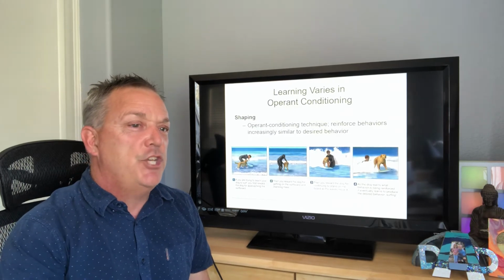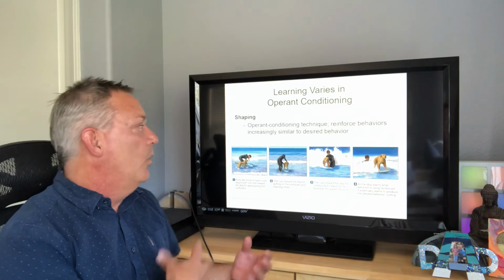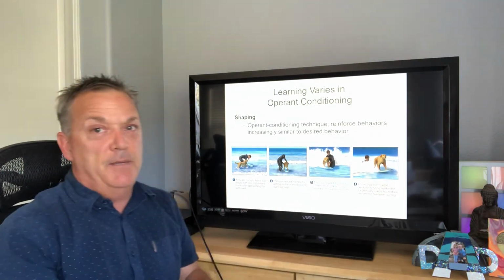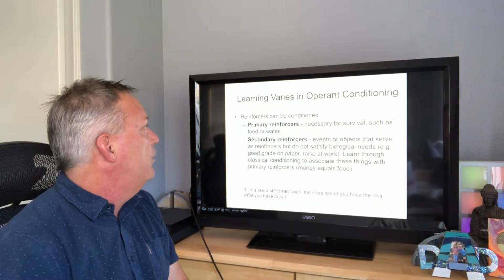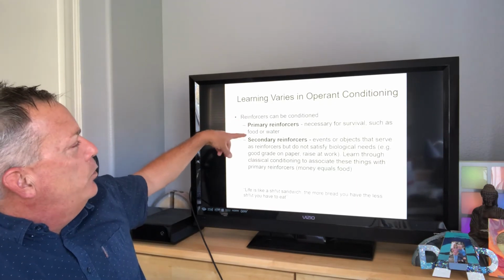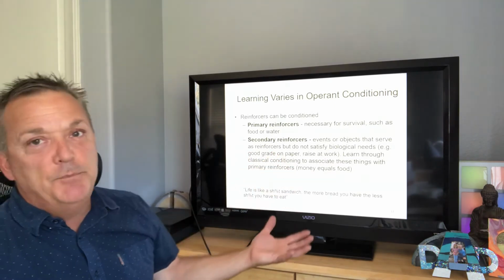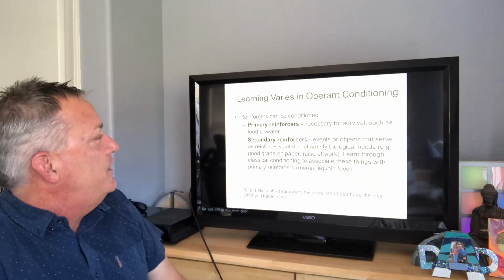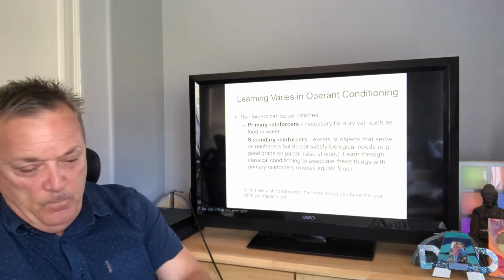Okay. Shaping, how you can teach a dog to surf, right? You reward them for little things that are kind of like it and approximate it. Once they do it, you're like, yeah, super duper, right? Got to work with them over time. Primary reinforcers are necessary for survival, like food or water. Secondary reinforcers are the idea of like money or something. These are objects that serve as reinforcers but do not satisfy biological needs.